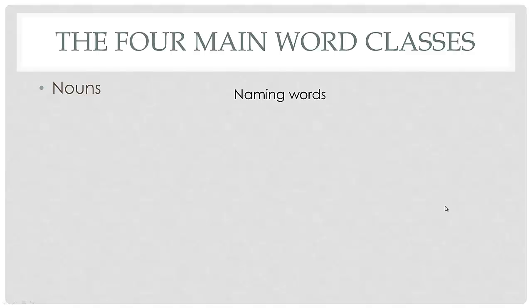Nouns are naming words. So everything in the world, we give a name to it, we attach a name to it, and the type of word that we use to do that are nouns. Some examples are table, city, and love.